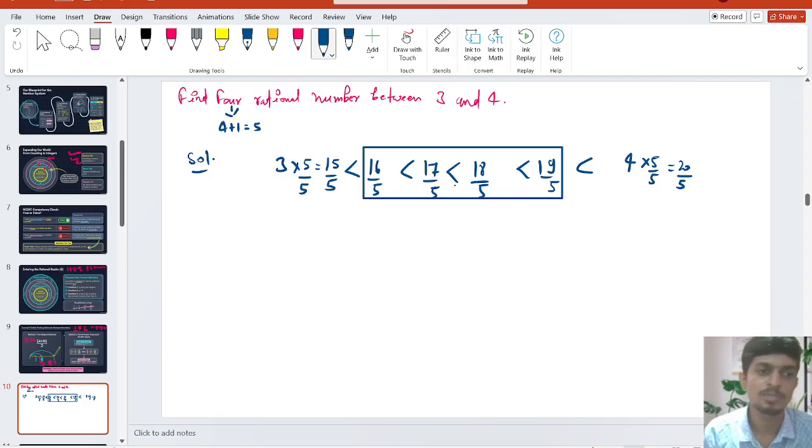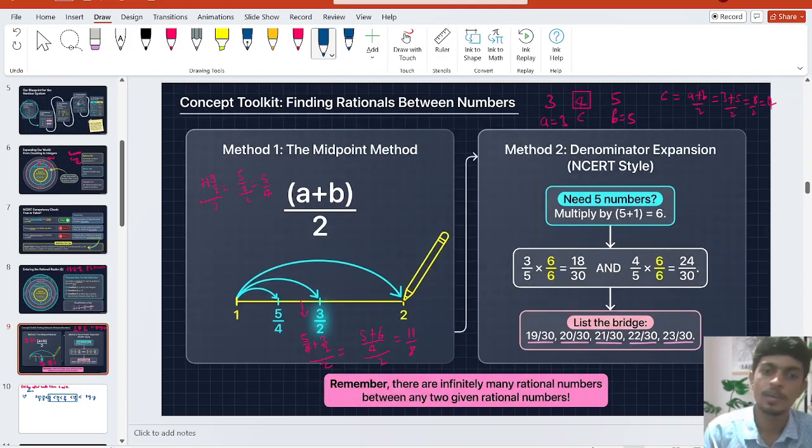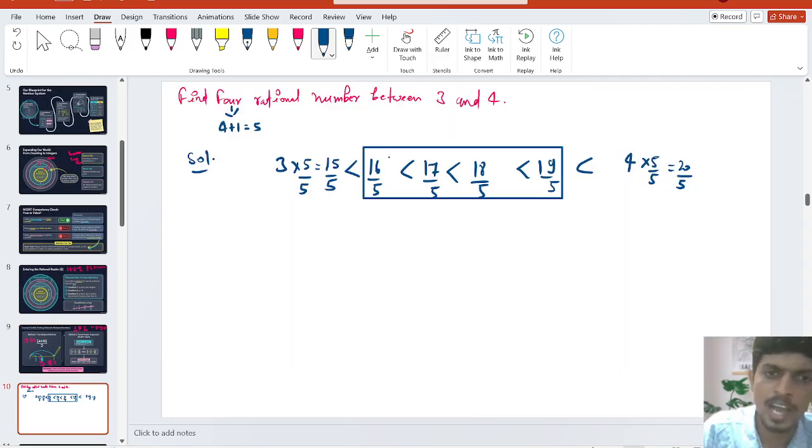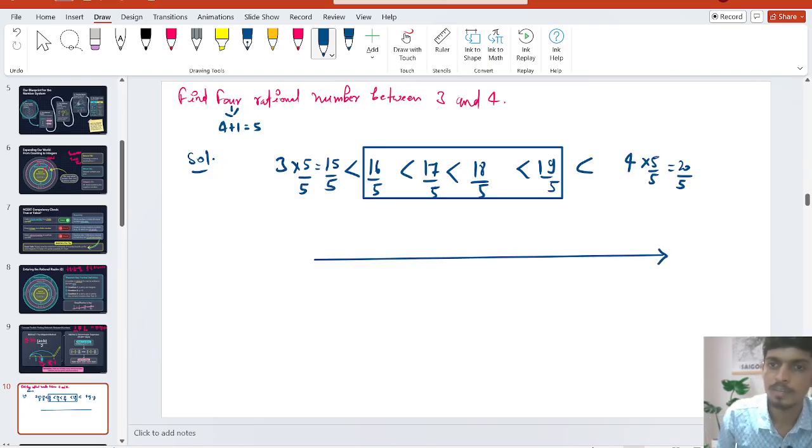This concept is used here. Okay, I hope you understand it. So this topic is that, remember that there are infinitely many rational numbers between any two given rational numbers. Okay, it means that on the number line representation, for example, suppose 1 and 2, every point represents a rational number.